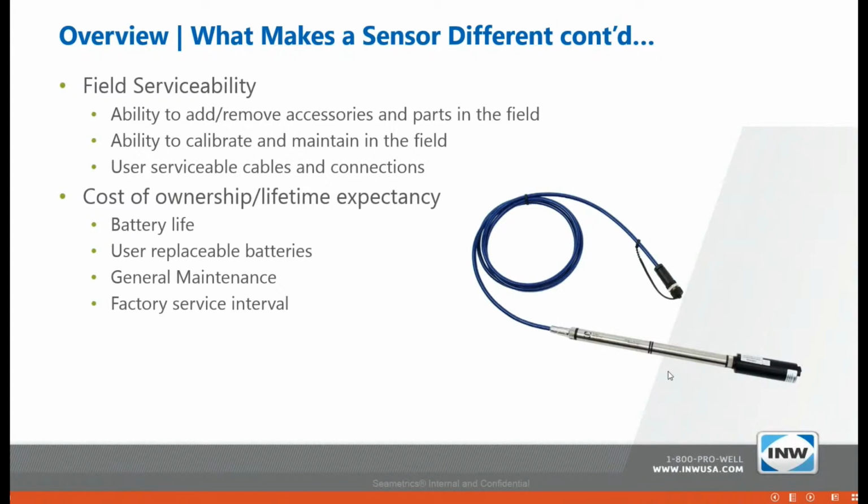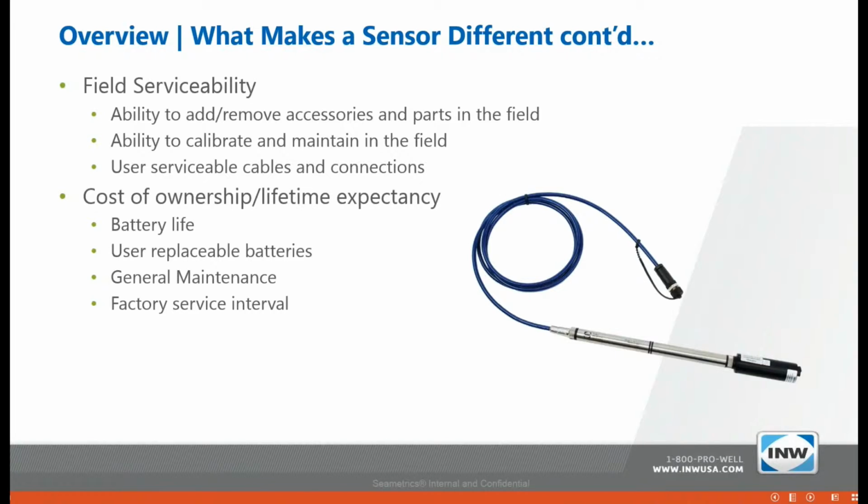Some of the other things that make sensors different: some of them you can service in the field, other ones not as much. There are units out there that you would have to send back to a factory to have the batteries replaced, or there are units that you can actually go into the field to replace them. There are definitely sensors now that you can do a manual calibration on in the field, whereas in the past you've always had to send them in to be recalibrated. And if you injure or damage a cable, there are definitely different types of sensors where you can replace the cables in the field fairly easily.